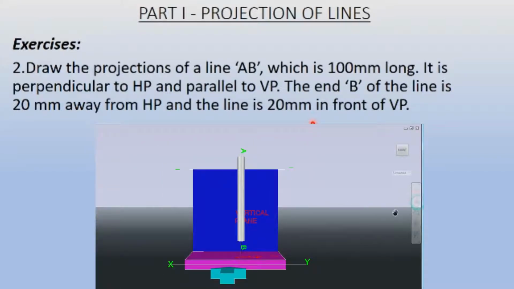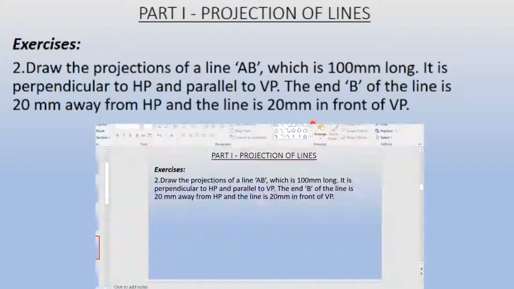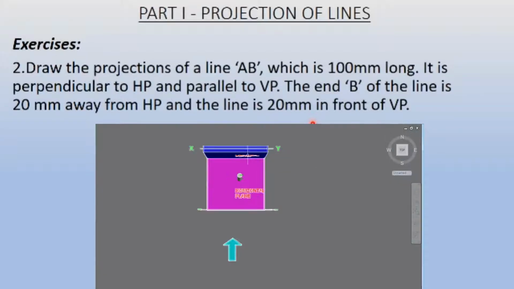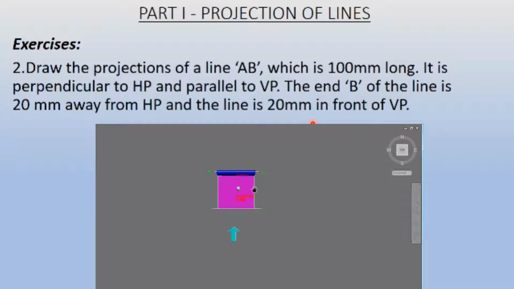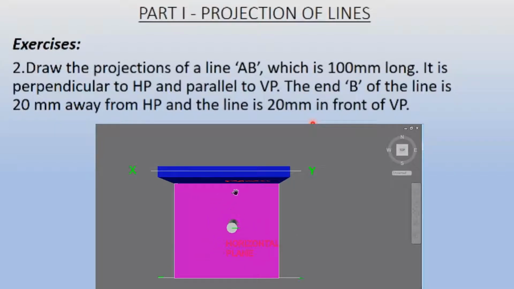If I view it from the front, this is going to be my horizontal plane. So the end B is 20 mm above the HP. So this gap here is 20 mm because it is mentioned in the question. And also if I view from the top view, this blue colored plane is the vertical plane, and the line is 20 mm in front of VP. So this is going to be my 20 mm distance.